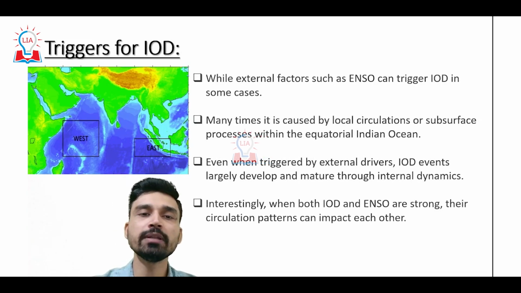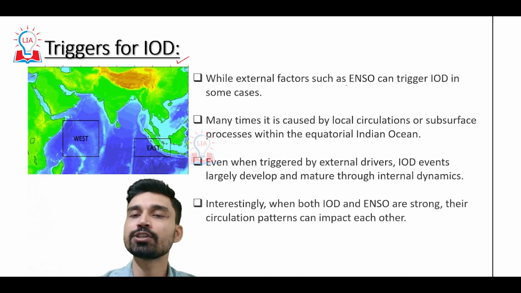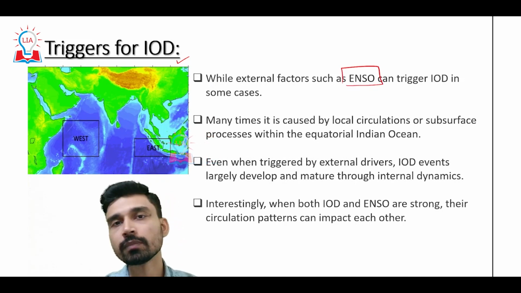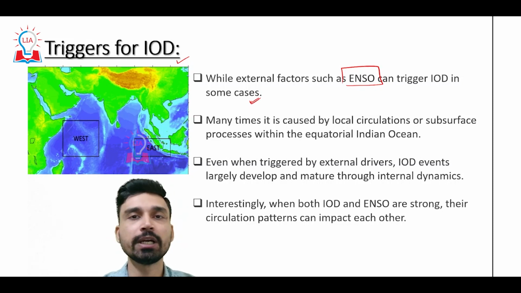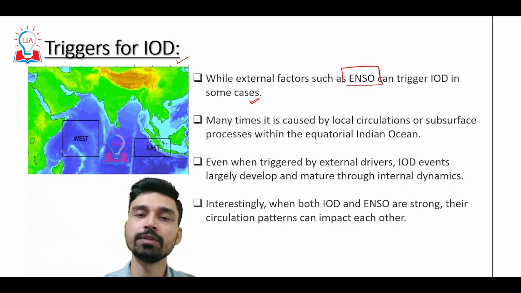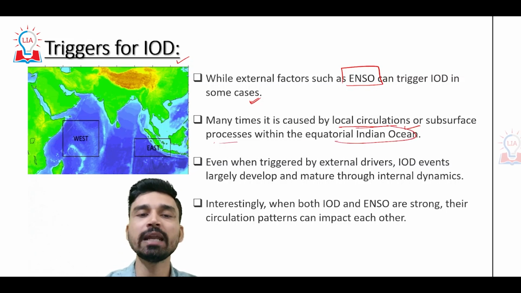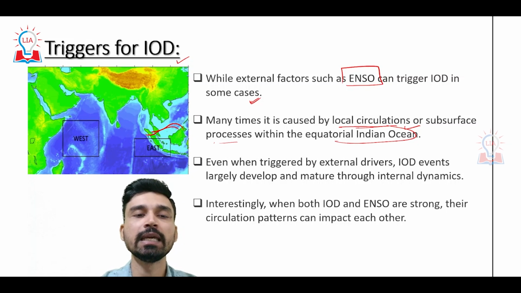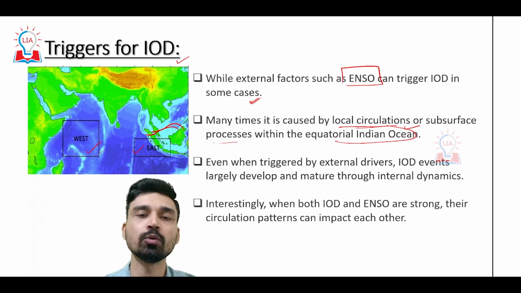Then coming to the question of what basically triggers the IOD. Obviously, one statement is that external factors such as the ENSO phenomenon happening in the Pacific Ocean also influence the temperature and pressure conditions in the Indian Ocean, leading to development of the Indian Ocean Dipole. However, many scientists have observed that it is also caused many times by local circulation or subsurface processes within the equatorial Indian Ocean. It does not have to be influenced by the Pacific Ocean. Even changes going on in the equatorial Indian Ocean can trigger the Indian Ocean Dipole.